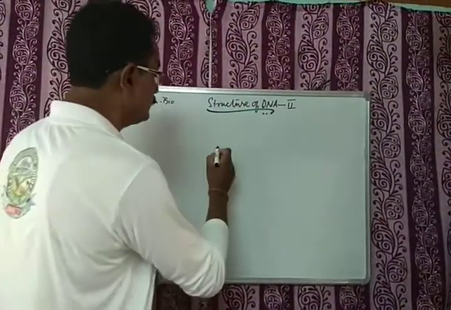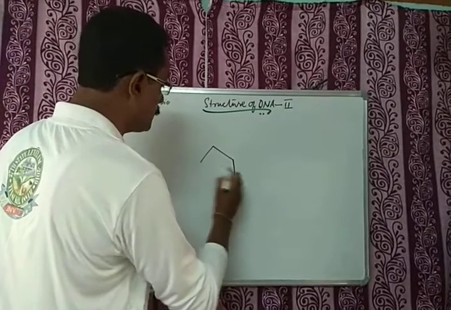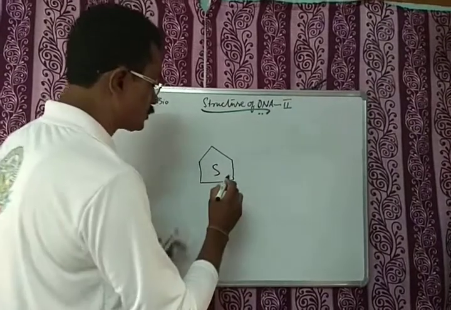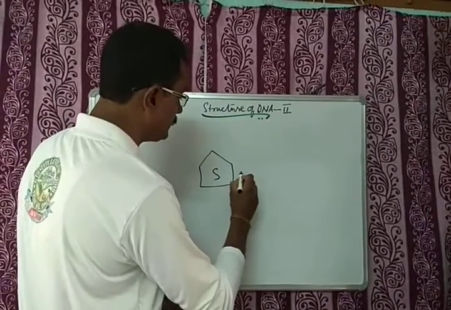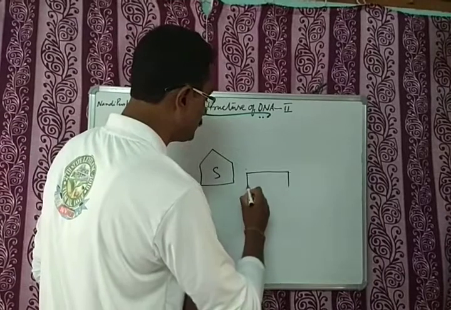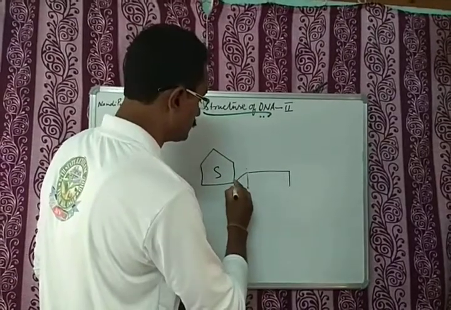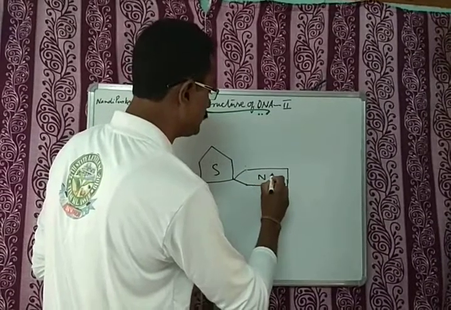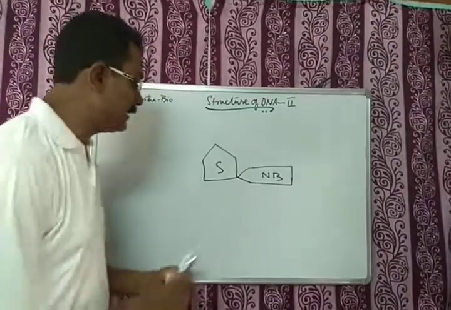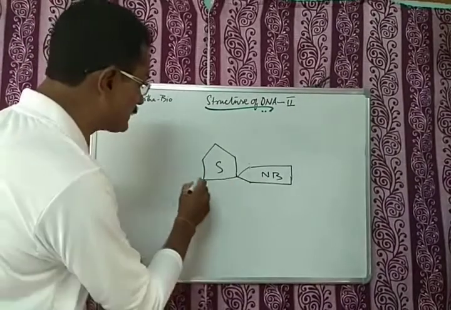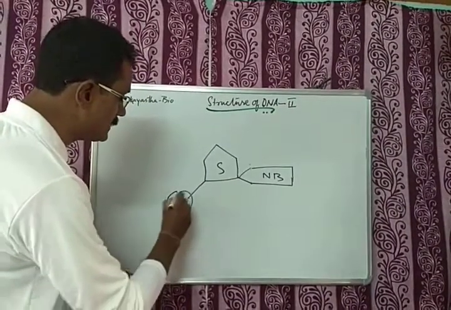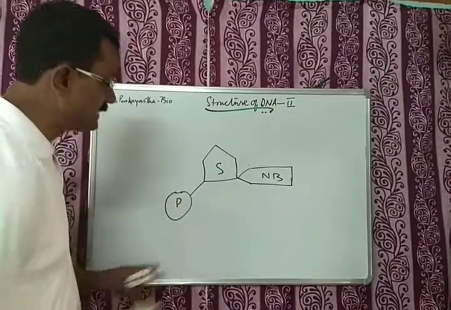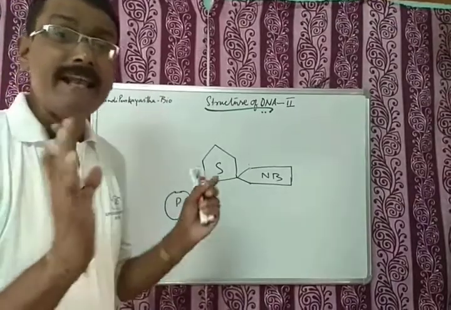Here, this is pentose sugar, deoxyribose sugar. It is united by nitrogenous base. Nitrogenous base: adenine, guanine, cytosine, thymine, and then it is called nucleoside. When it unites with a phosphoric acid, then it is called a nucleotide.